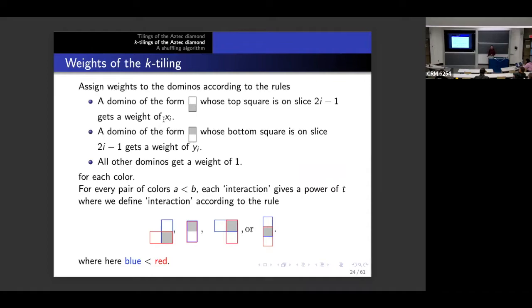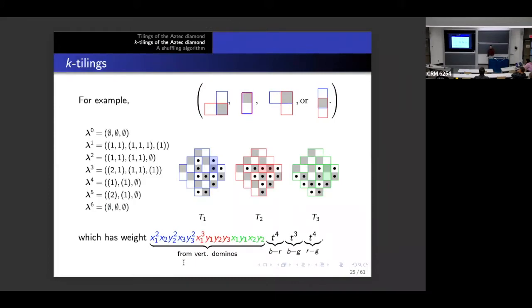So what are the weights? We're going to have the normal x_i's and y_i's that just bias the vertical dominoes, just like before. But now we have our interactions, where for every pair of colors A less than B, we're going to get a power of T if when we superimpose the tilings, we locally see something that looks like this. So we just draw our tilings on top of each other. We count every time one of these configurations occurs, and we give that a power. Here, blue is smaller than red. So let's look at an example.